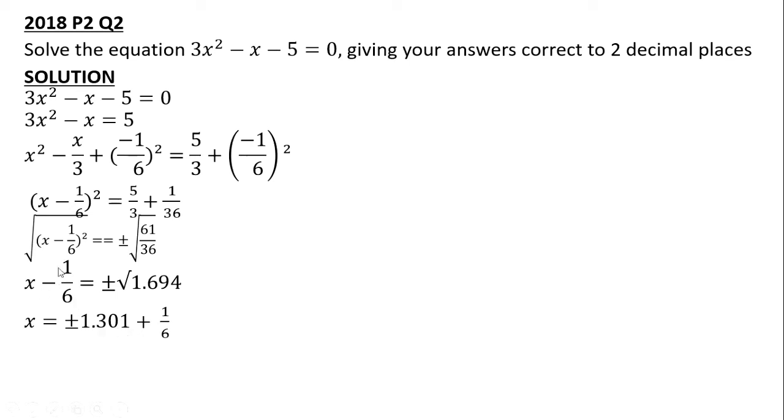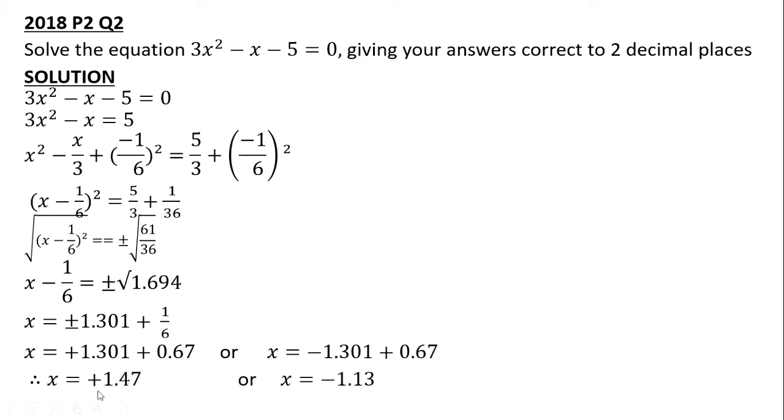We'll transpose the negative 1 over 6 to the right. It will become a 1 over 6, which is positive. 1 over 6 is the same as 0.67. So our first value of x will be positive 1.301 plus 0.67. And our second value of x will be negative 1.301 plus 0.67. Therefore, x will be equal to positive 1.47 or x will be equal to negative 1.13.